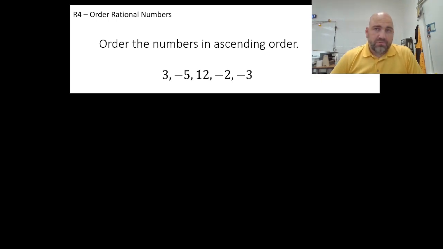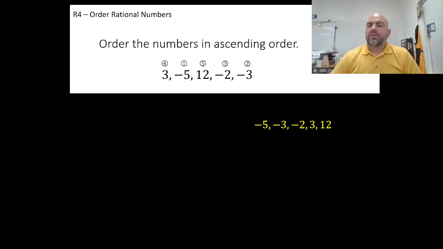So in this question right here, we're asked to put these into ascending order. We have 3, -5, 12, -2, and -3. We can list them out. And so here is 1, 2, 3, 4, and 5 listed out as to which is biggest and smallest. -5 being our lowest number, so that's going to come first. And then 12 being the largest number, so that's going to come last. And then we write it out in ascending order as such: -5, -3, -2, 3, and 12 is going to be our last one there.